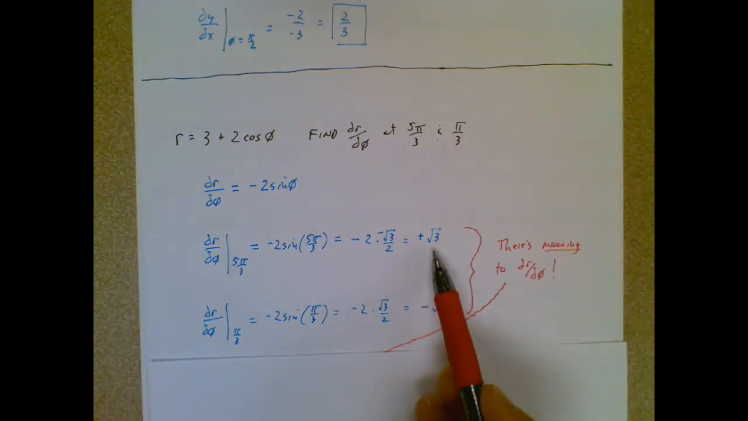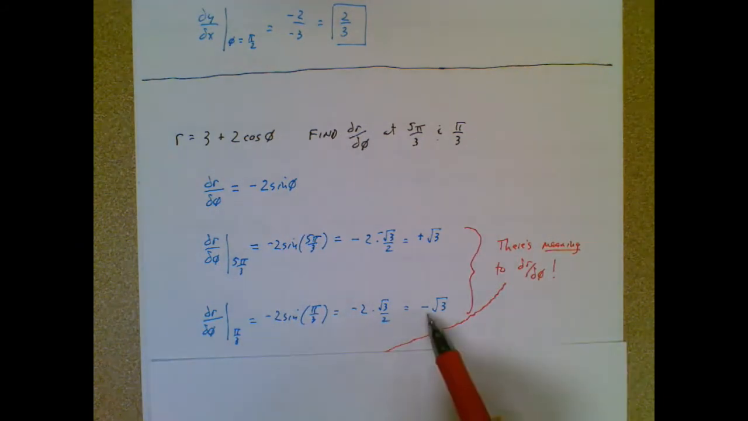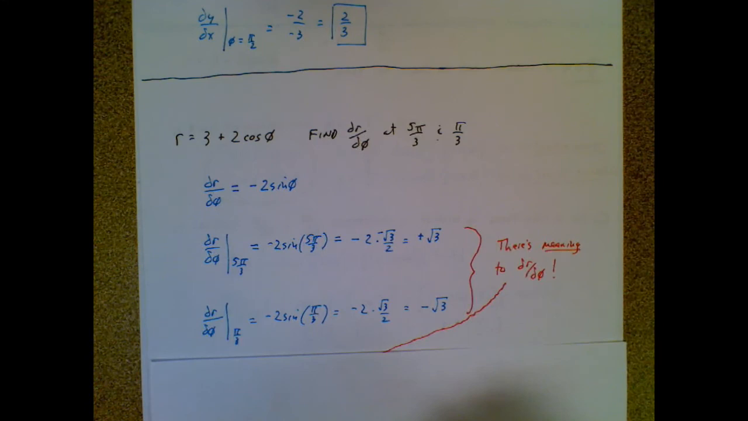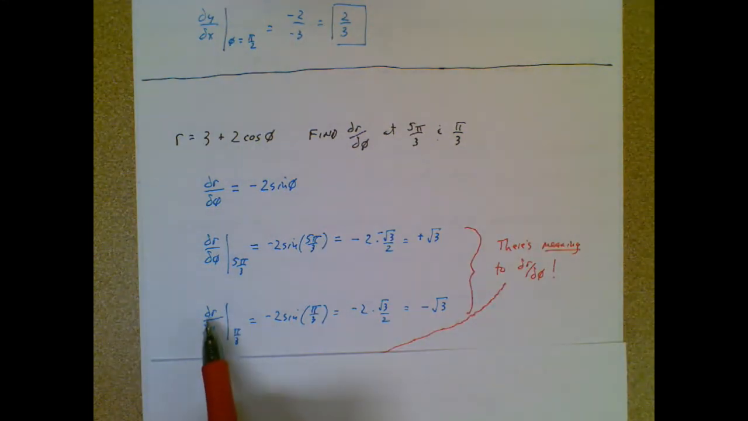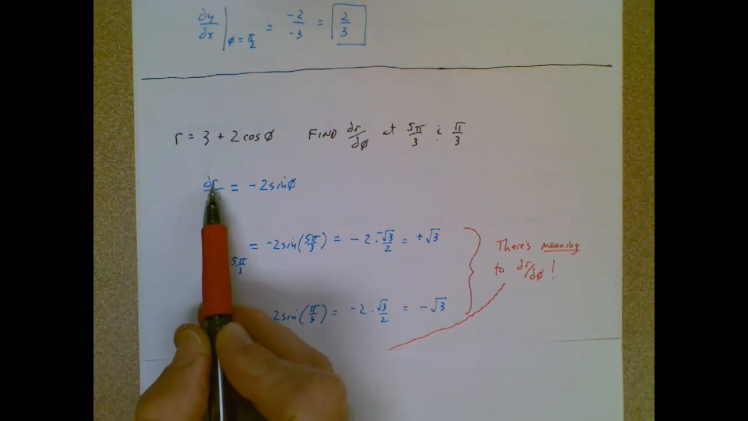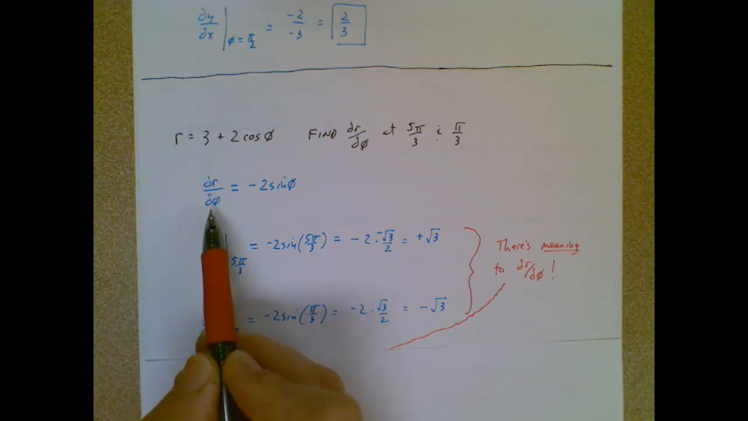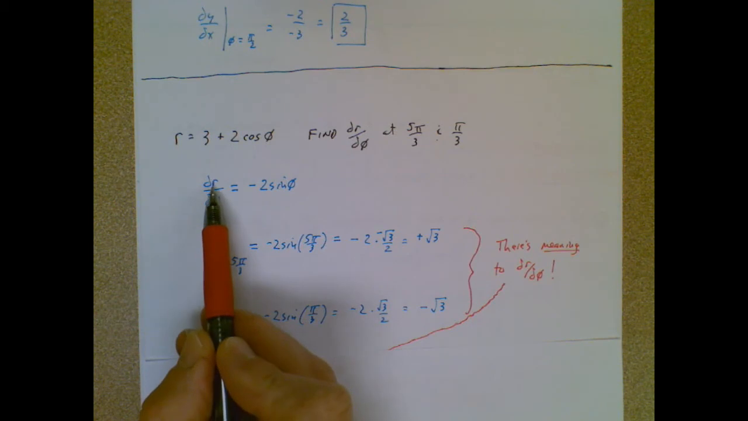Well, the dr/d theta is square root of 3 if I'm at 5 pi over 3, but it's negative square root of 3 at pi over 3. So we want to attach some meaning to that. And before I show it to you on the calculator, I want to show you how the symbolism can help you. This is saying the change in the radius as theta changes. So basically, I can think of this: as I'm progressing through my thetas, or my angles on the unit circle, is my r getting longer or getting shorter?